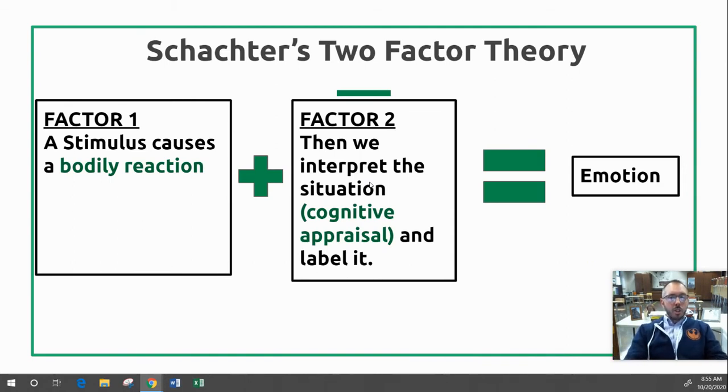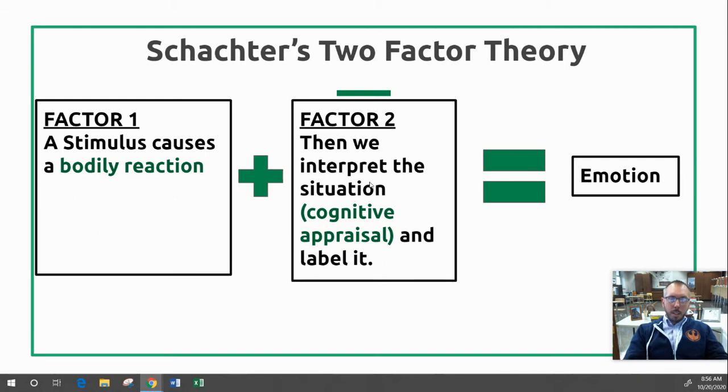Then there's Schachter's two-factor theory. This should now be easy because all we're going to do is take the James-Lange theory and the cognitive appraisal theory and add them together. Two factors are causing an emotion. Factor number one is a bodily reaction happens. Factor number two, you're going to think about that bodily reaction, and then you're going to label the emotion based upon that.